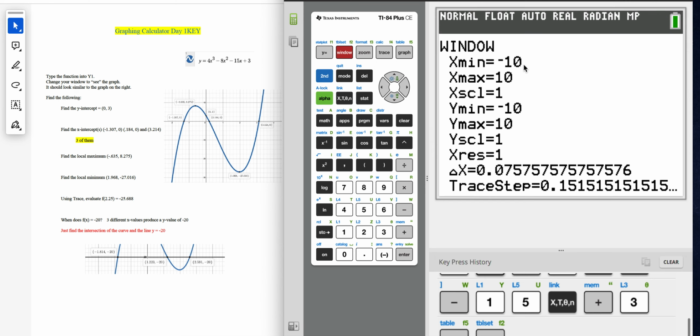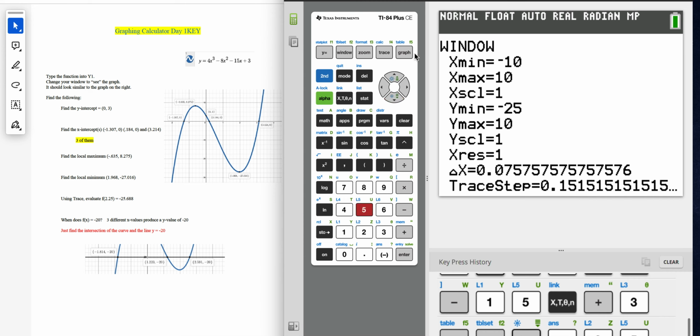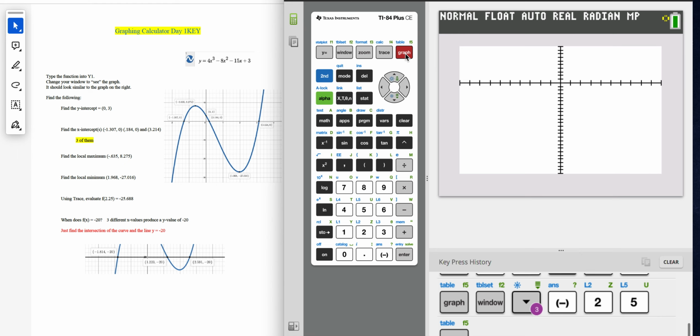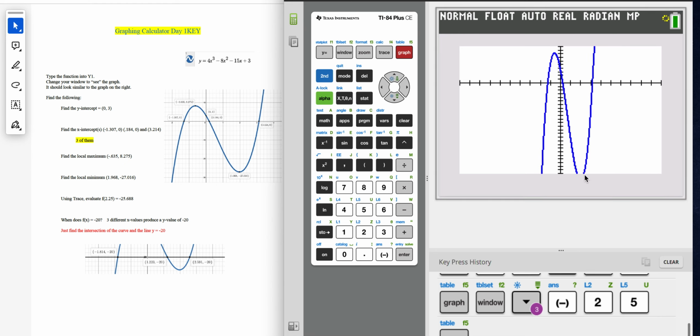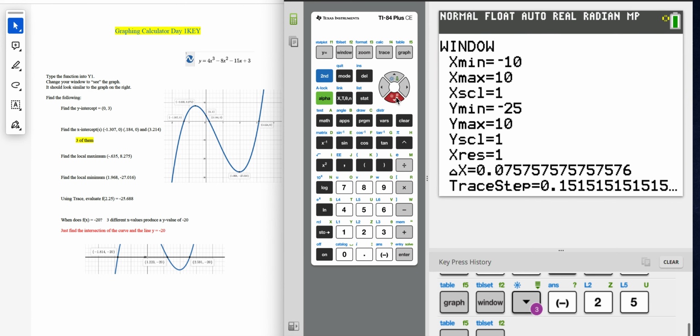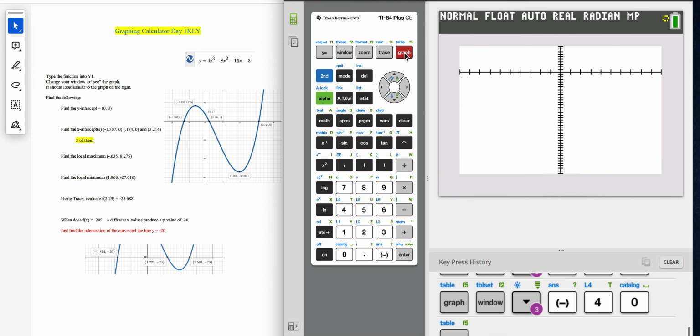And I thought left and right it was fine. So my x min and my x max, that controls left and right. Now I'm going to look at y min and y max, and I need to be a little more down. So I'm going to scroll down, and I'm going to go ahead and make my y min negative 25. I'm just kind of guessing, and I'm going to go ahead and graph. And I hope to see then a better view of the minimum. And looks like I didn't actually go down far enough. So I'm going to go back to hit window, and let's go down and just make it negative 40. And I'm going to hit graph again, and I'm going to see a better graph.